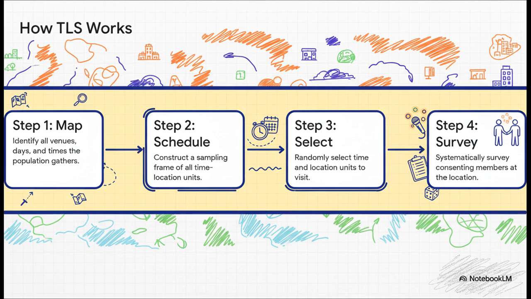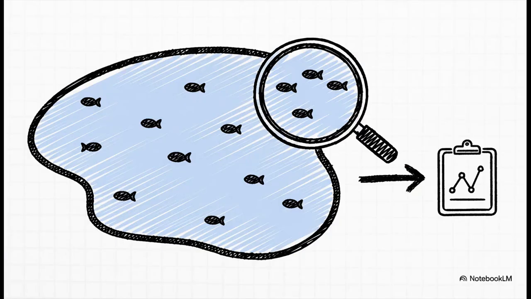It's a four-step system. First, you map out every single potential spot. Then you create this master schedule of all the places and times. And here's the key part. You randomly select which of those time and place slots to visit. That randomness is so important. It's what makes sure the sample is as unbiased as possible when the researchers finally show up to do the surveys.